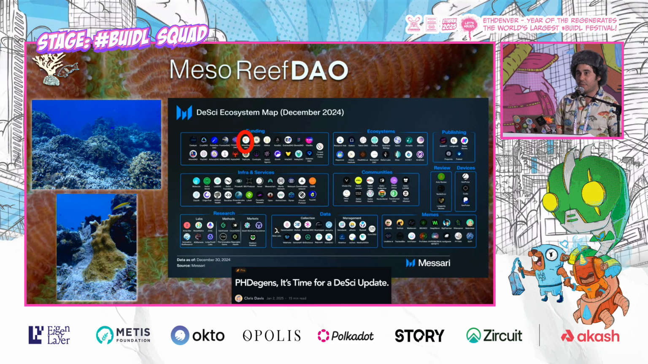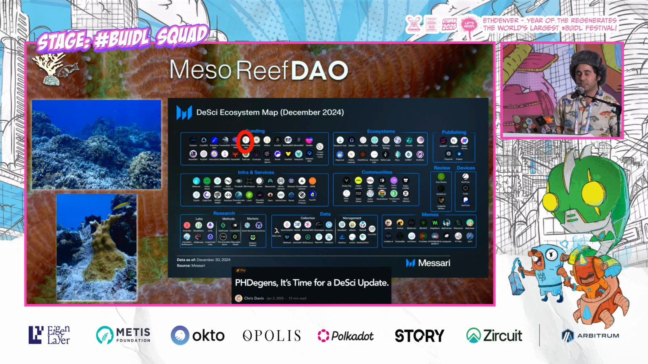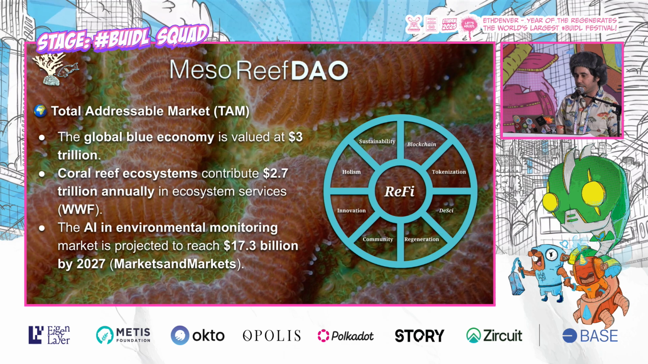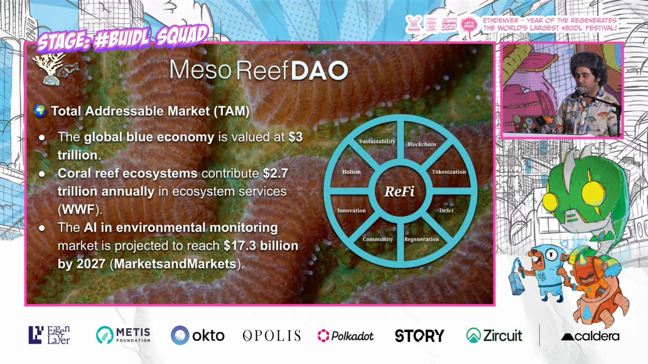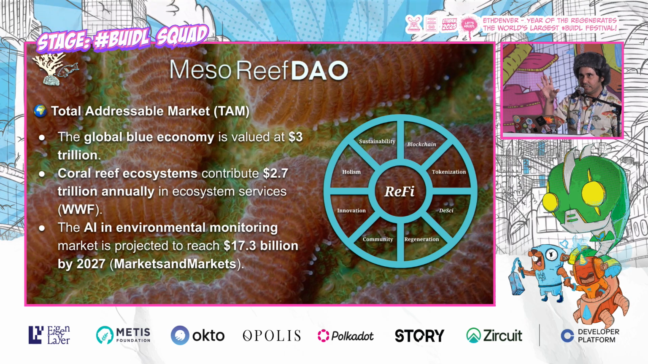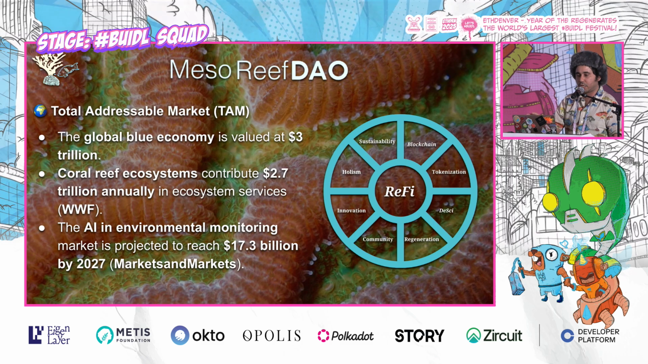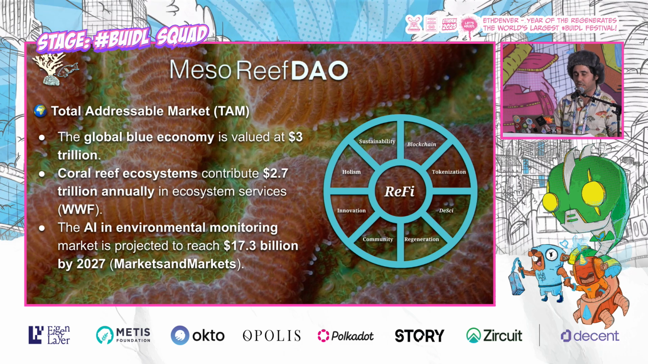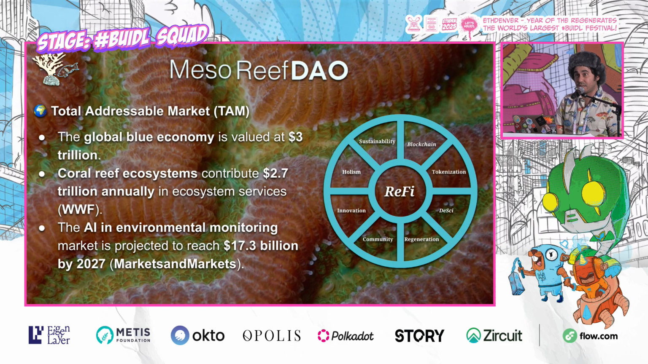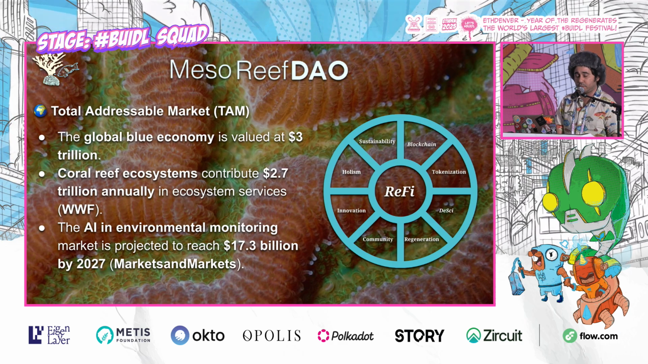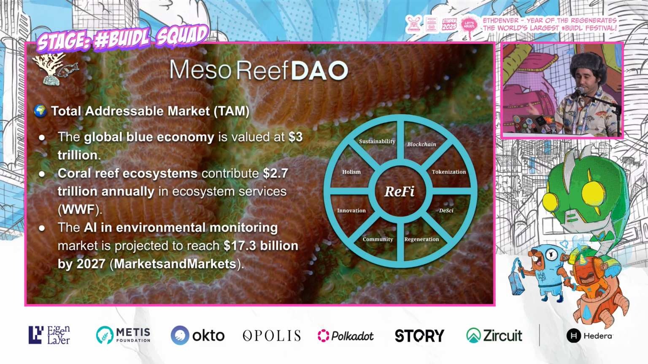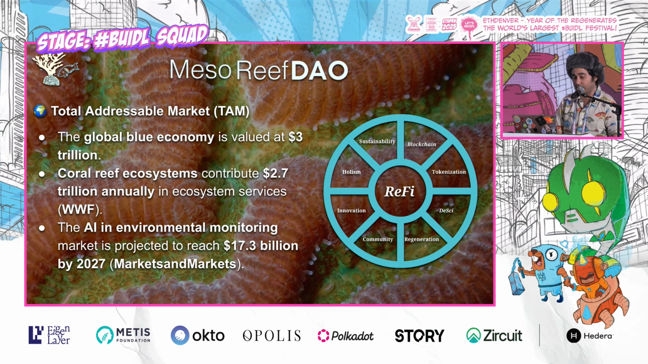So I believe that the potential use case in the global south is huge, in terms of regenerative finance and DeSci particularly. So this is an evaluation that we just created with some colleagues. The total addressable market: the blue economy itself is around 3 trillion, if you want to see numbers of the potential use case. The coral reef ecosystem contributes 2.7 trillion annually, according to a WWF report. The AI environmental monitoring market is projected to reach this amount of money by 2027.